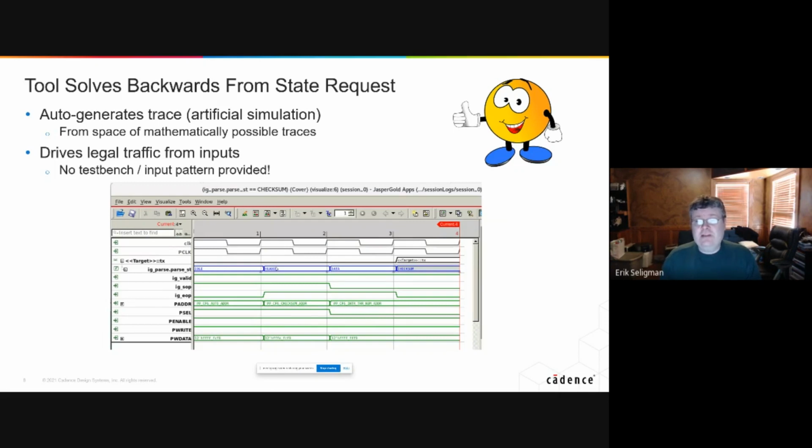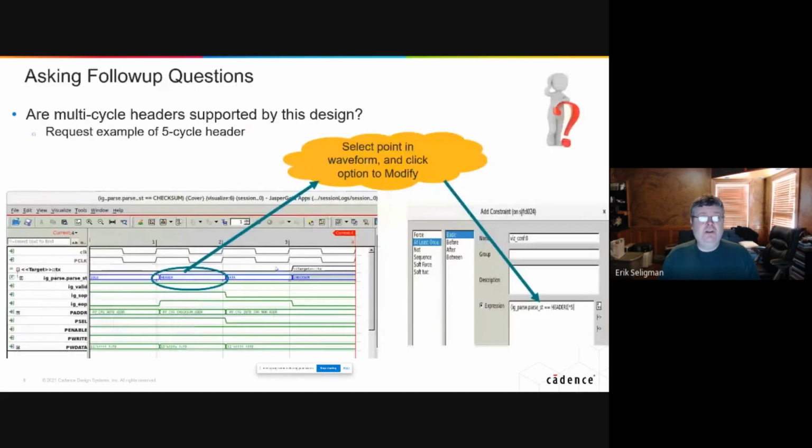Now, another cool thing we can do is look at this and ask further questions of the waveform. Again, that's something you can never think of doing in a simulation tool. But let's suppose we notice that we got this example, which is great, but we know that we designed the state machine to handle multi-cycle headers. So headers don't always have to be exactly one cycle. Maybe we're nervous about how we designed that, so we want to ask: can we still meet our requirement of getting to the checksum state if we allow a packet with a 5-cycle header?